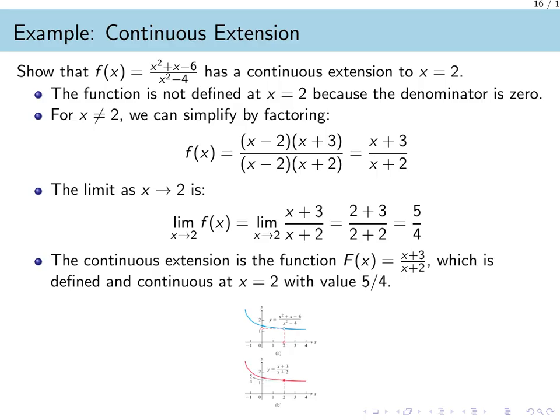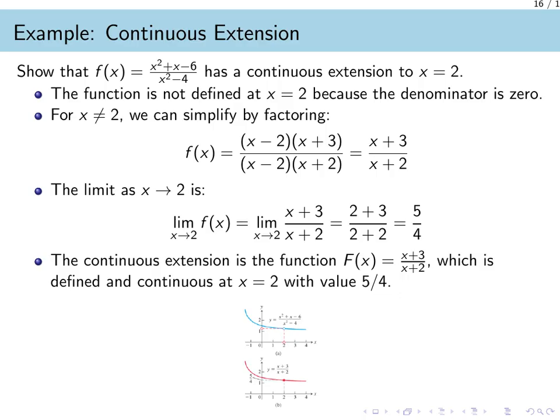Consider the function f of x, which is the fraction with x squared plus x minus 6 in the numerator and x squared minus 4 in the denominator. This function is not defined at x equals 2 because that input makes the denominator 0.